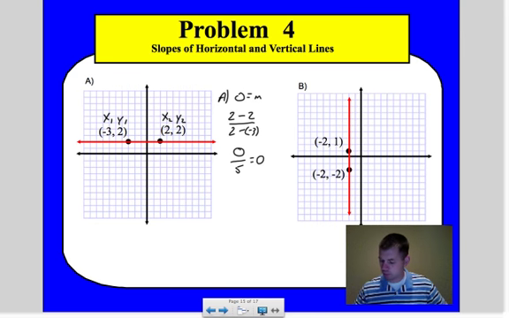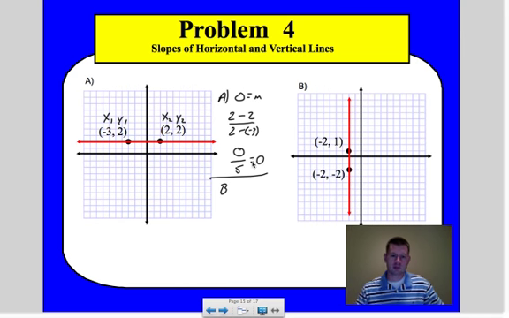Okay, well, let's go over the second one. If you have negative 2, 1, and negative 2, negative 2, so part B. Well, in this case, you have a vertical line, straight up and down. How do we define the steepness of a straight up and down line? Well, we do the same thing. So top one, let's call that first point, x1, y1. Call the second one x2, y2, just for the sake that it's 1, 2.